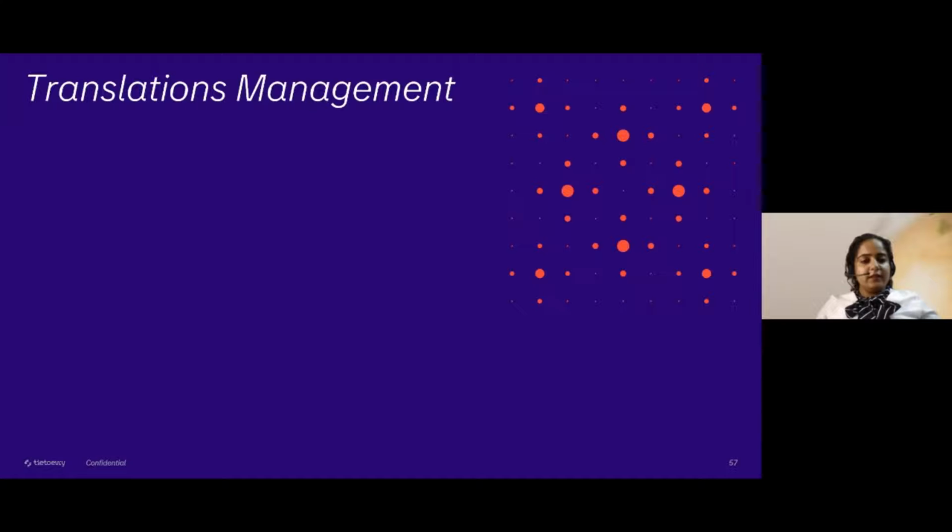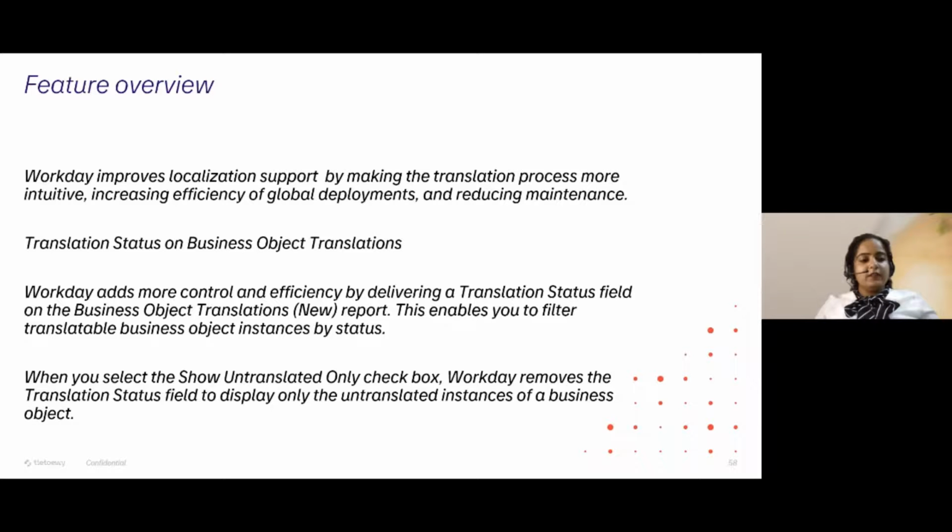Then translation management. So Workday improves the localization support by making translation processes more intuitive. So this is with respect to business object translations. And when you select the show untranslated only checkbox, Workday removes the translation statuses fields to display only the untranslated instances of a business object. So this can be used by using the business object translation new report.